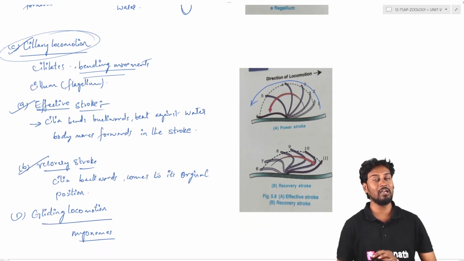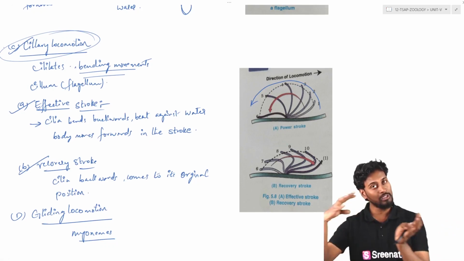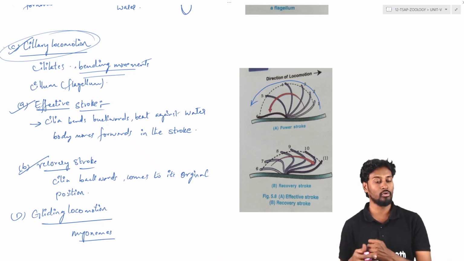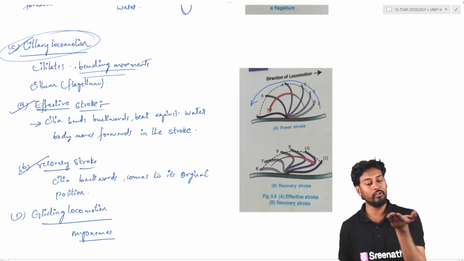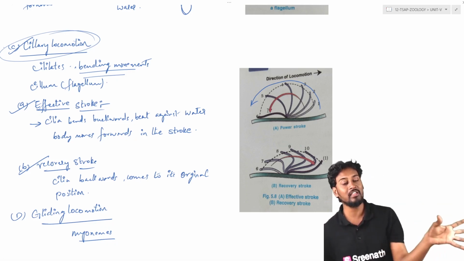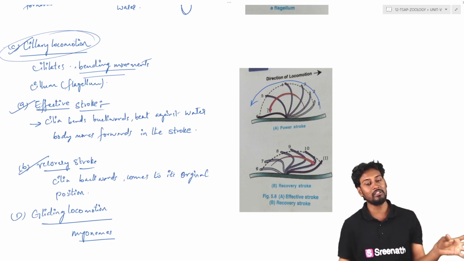And coming to the recovery stroke, the cilia is generally coming back smoothly to the original position, and it is making the organism ready for the next effective stroke. So the effective stroke is always followed by the recovery stroke. In the effective stroke the cilia bends in such a way that it is beating against the water, and after this it comes to the recovery stroke.